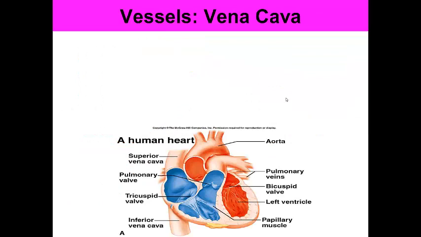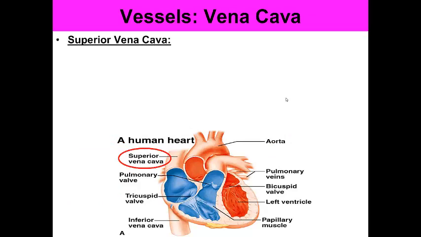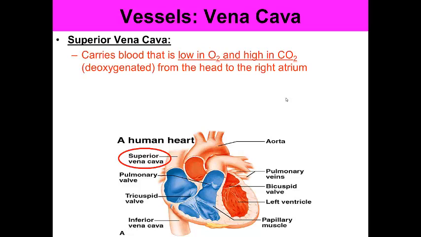What are the vessels that you can find leading off of your heart? The first vessel is called the superior vena cava. It carries blood that is low in oxygen and high in carbon dioxide. So we call that deoxygenated because it doesn't have a lot of oxygen. The superior vena cava is connected to your right atrium. It's blue to indicate not a lot of oxygen.